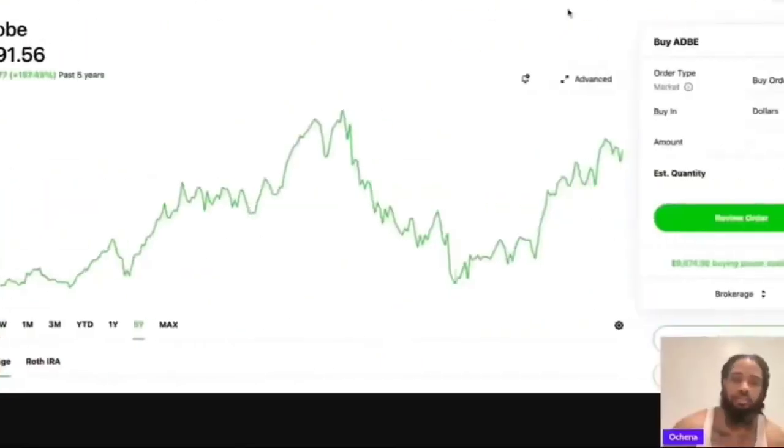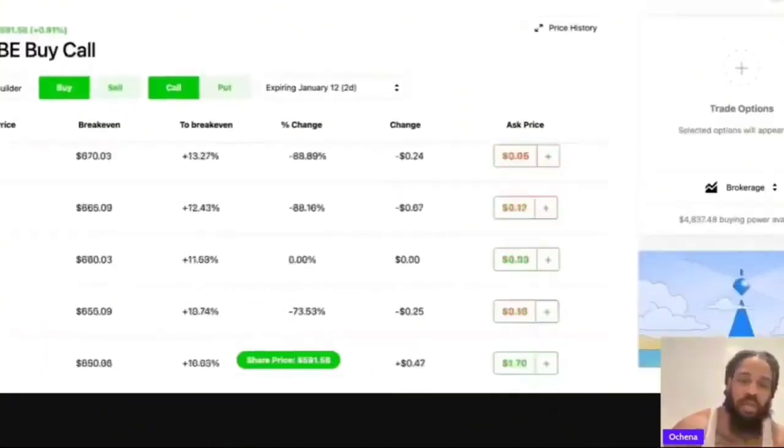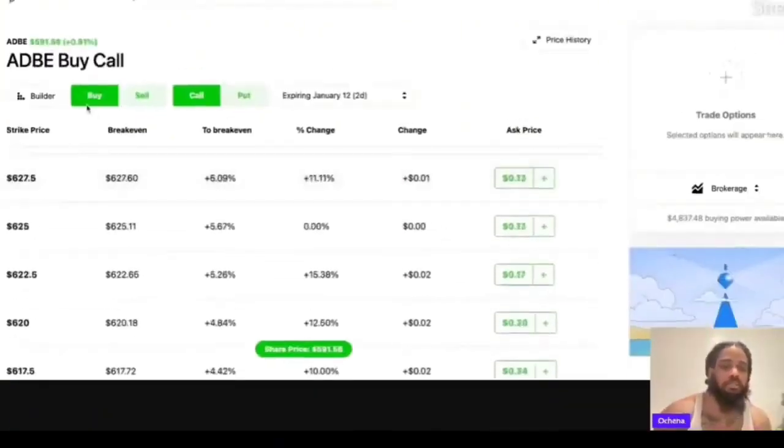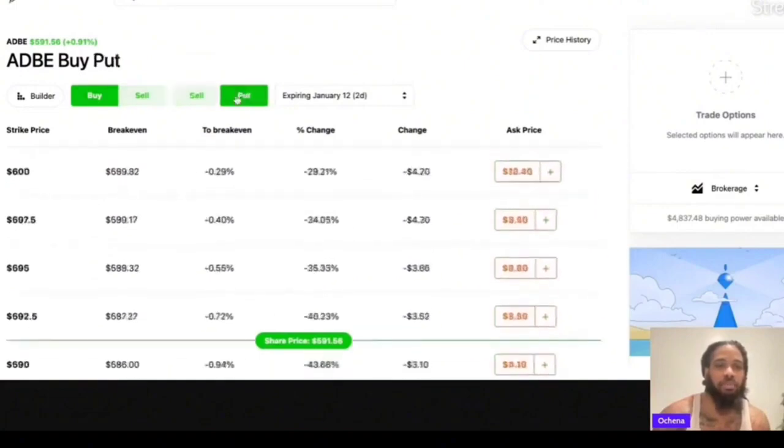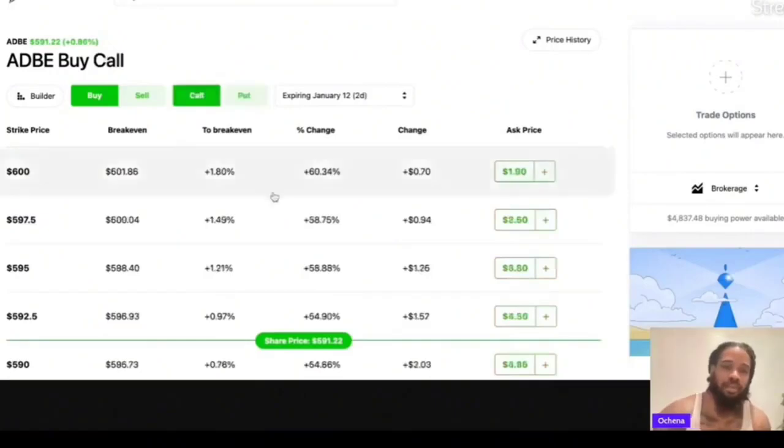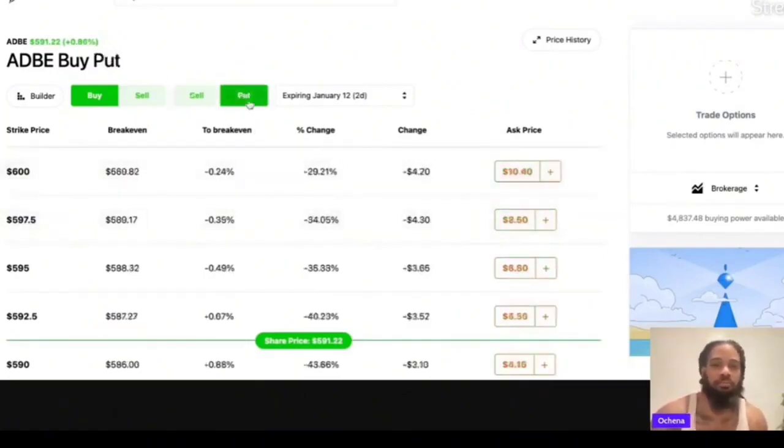Let's look at this option right here, the Adobe. So we're going to go to the option section, click on trade options, and as you can see, it says we could buy right here. So we could buy either calls or puts. So remember, guys, call means that you're betting that the Adobe stock is going to go up, and put means that you're betting that it's going to go down.